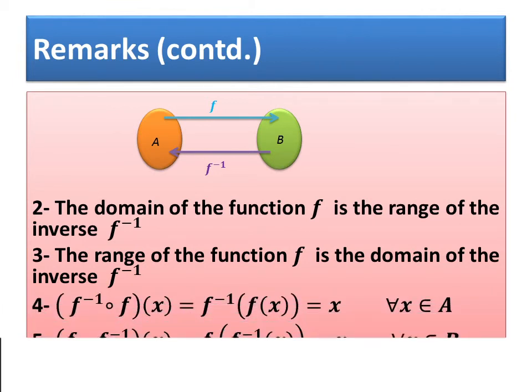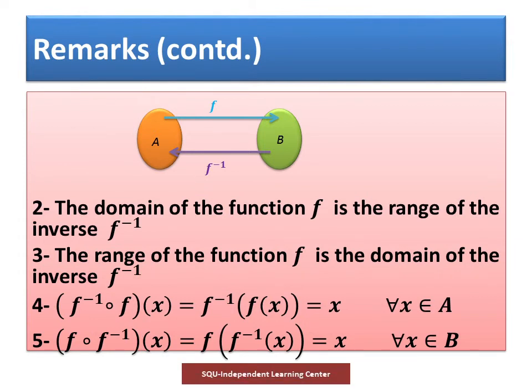Remarks number 4 and 5, they deal with the composition of the function and its inverse. So remark number 4 says, f minus 1 circle f of x, this is equal to f minus 1 of f of x, giving us x, which belongs to the domain of f. While remark number 5 says, f circle f minus 1 of x is equal to f of f minus 1 of x, which is equal to x for all x in the domain of f minus 1.